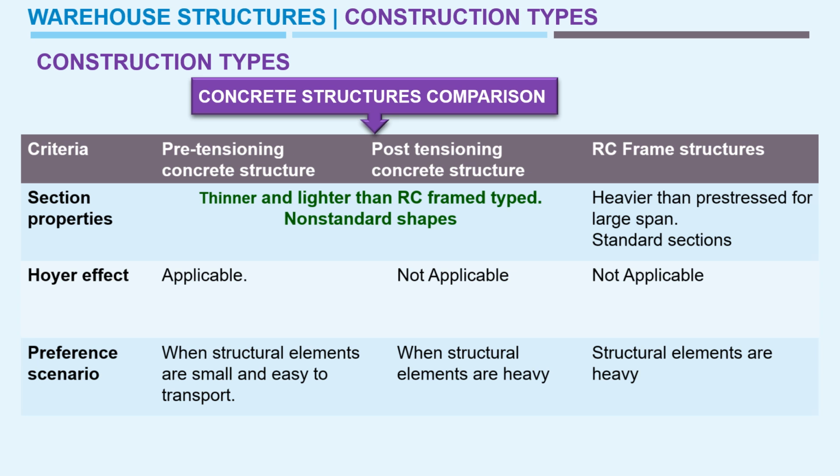And coming to the RC frame structures, where the structural elements are heavy, they can be cast at site. Even if the concrete is very heavy, if it is required for multi-storied warehouses, then we need to build with the conventional method of RC frame structures only. Whereas if the column size is too large to be transported by any methodology, then we need to go for RC frame structures. So this is a preference scenario.